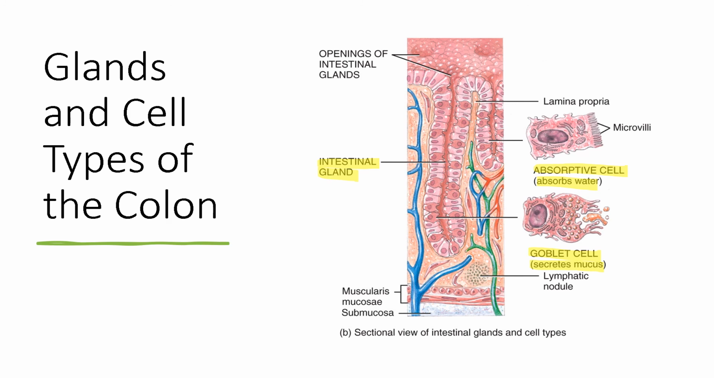Now, compared to the small intestine, the mucosa of the large intestine doesn't have as many structural adaptations that increase the surface area. There are no circular folds or villi. However, microvilli are present on the absorptive cells. Because we don't have these circular folds or other adaptations that increase surface area in the large intestine, a lot more absorption is going to occur in the small intestine than in the large intestine.